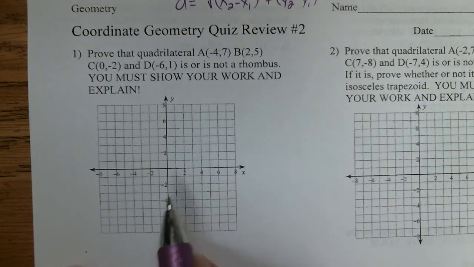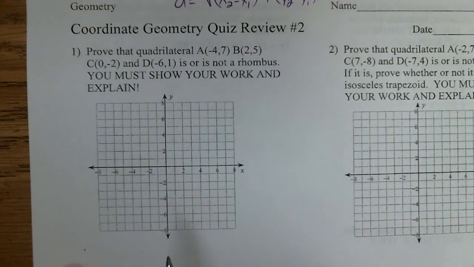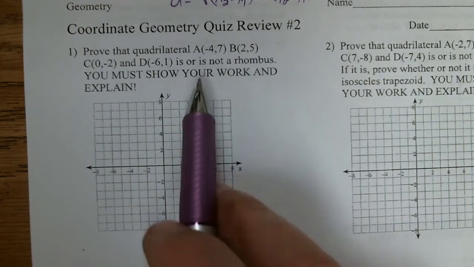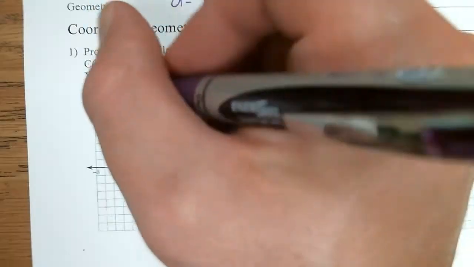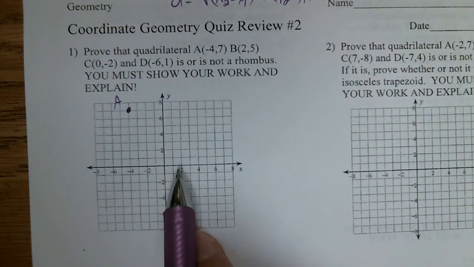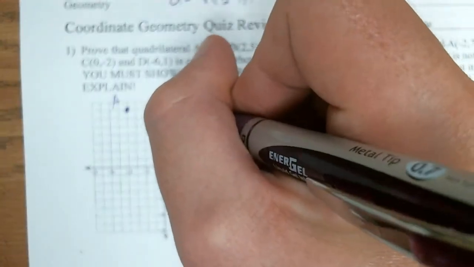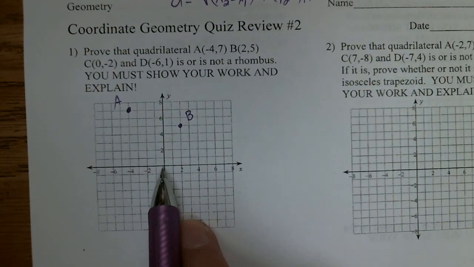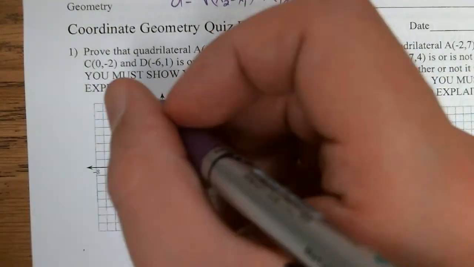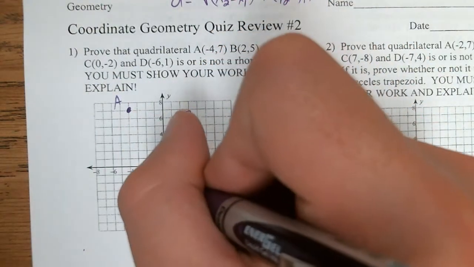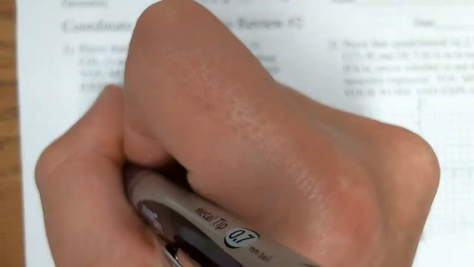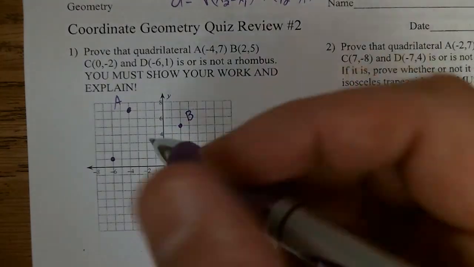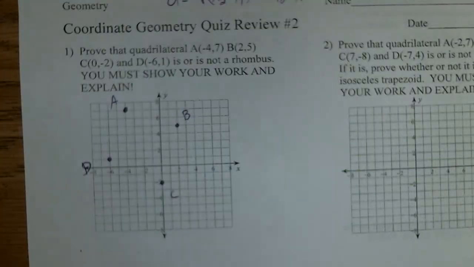I've taught all my students when you go back and plot them, take 5 seconds and double check and make sure you plotted it correctly. A is negative 4, 7, so that's left 4, up 7. All right, so that's A. B is 2, 5, right 2, up 5. C is 0, negative 2. I don't go anywhere on the x-axis. I go up 2. Or excuse me, I go down 2. Negative 2. D is negative 6, 1. So left 6, up 1. All right, so that's going to be my C and my D.